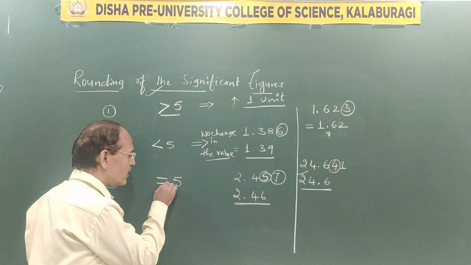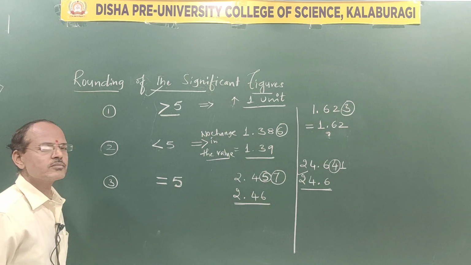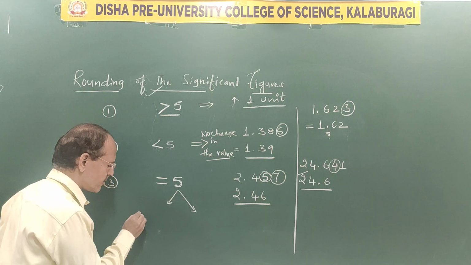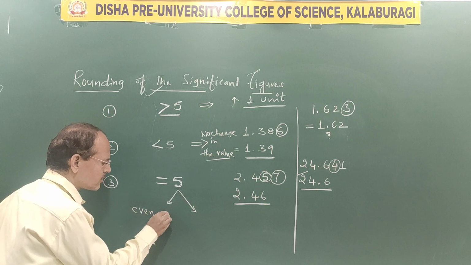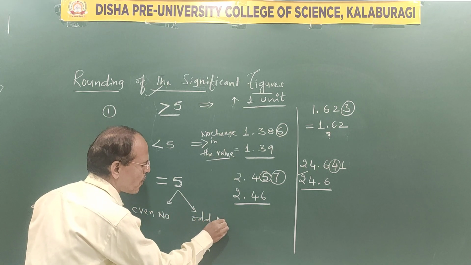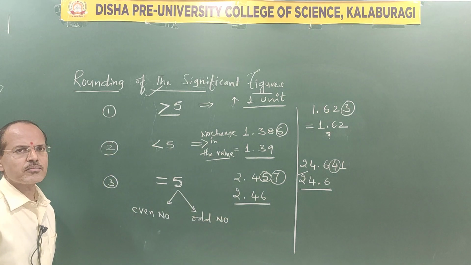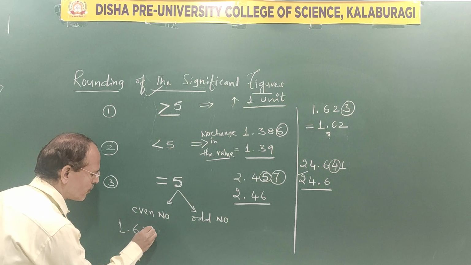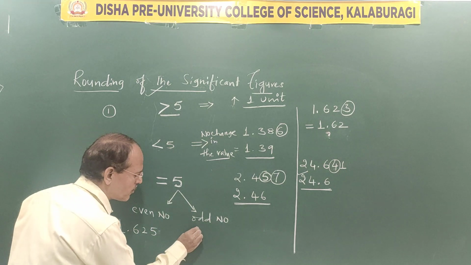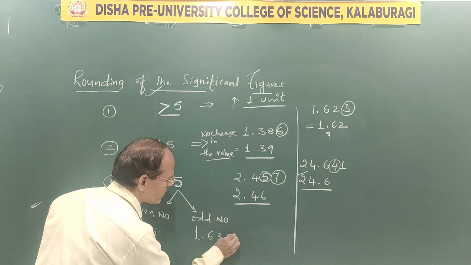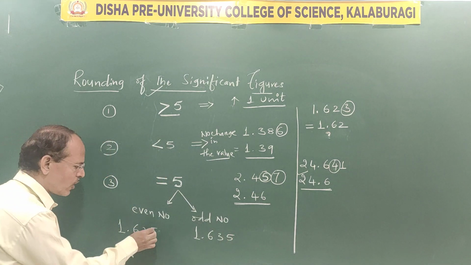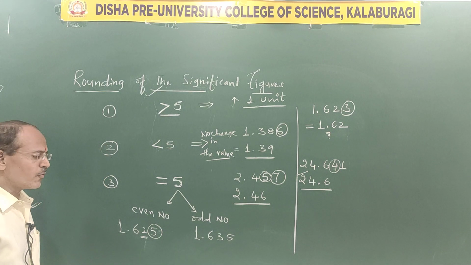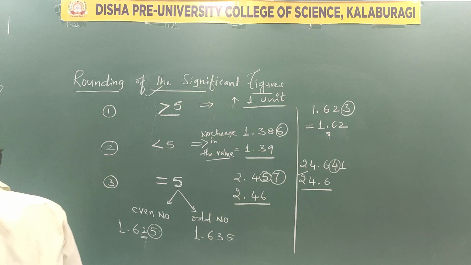If it is equal to 5, then see the preceding number. Here there are two possibilities: even number, odd number. So if I write 1.625, 1.635, and I want to remove this 5, here the even number is there. So when the even number is there, I will take out this.